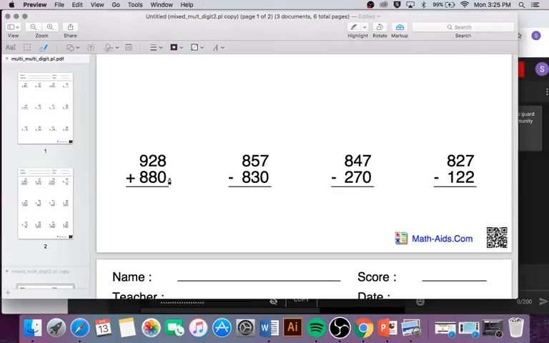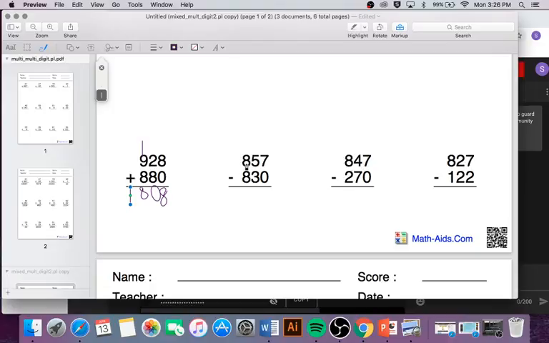Okay. Our next problem, 928 plus 880. Start in the ones column. We do 8 plus 0, which is 8. We move over to the tens column. We have 2 plus 8, which is 10. We put down the 0 in the ones place, and we carry the 1 that's in the tens place. Now we have 9 plus 8, which is 17, plus 1, which is 18. So we put down the 8 from the ones place, and then the 1 from the tens place in front of it because we don't have any other numbers to add to it. So the answer to 928 plus 880 is 1,808.